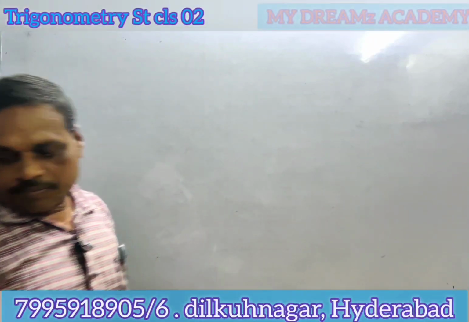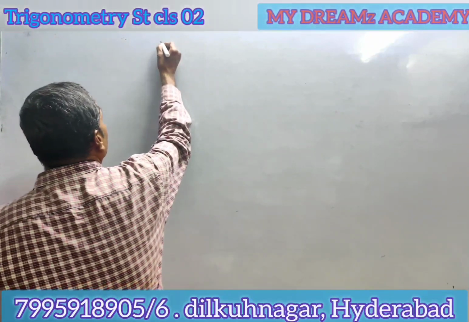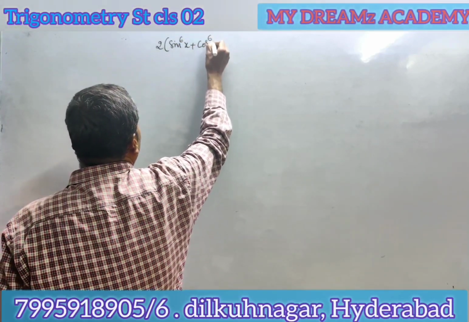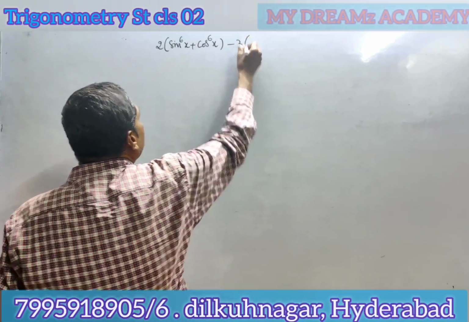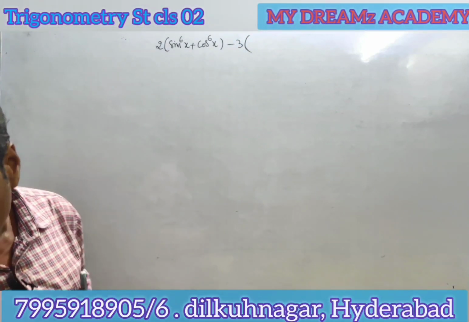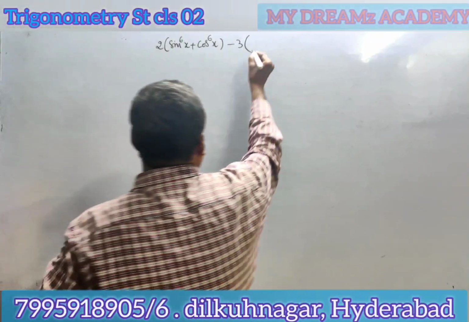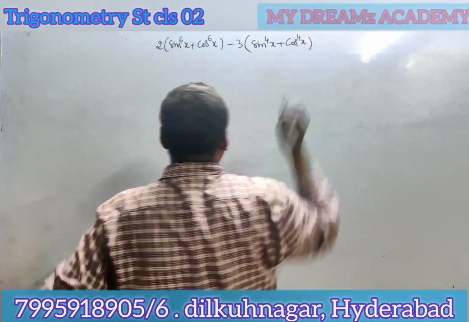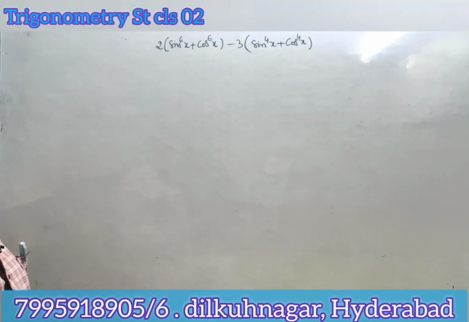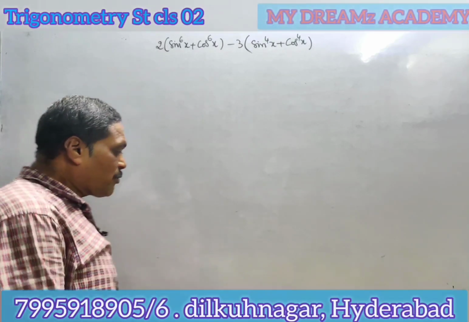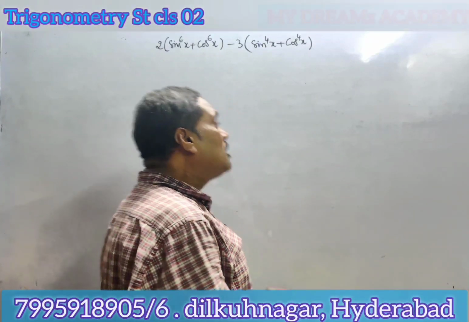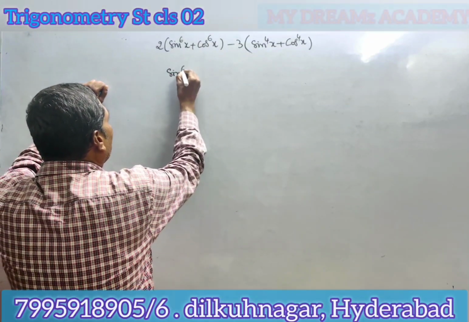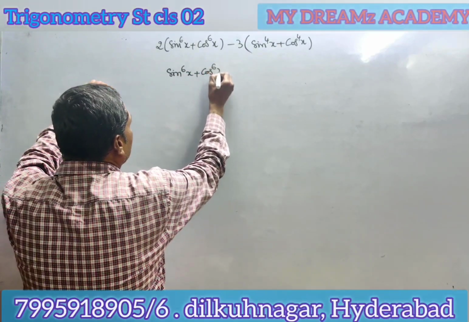Two into sine to the power of 6x plus cos to the power of 6x minus 3 into sine power 4x plus cos power 4x. See this problem. Sine power 4, cos power 4, sine power 6, cos power 6, you have to simplify. I will write here separately sine power 6x plus cos power 6x simplification.